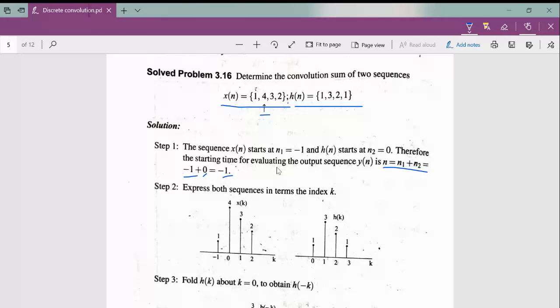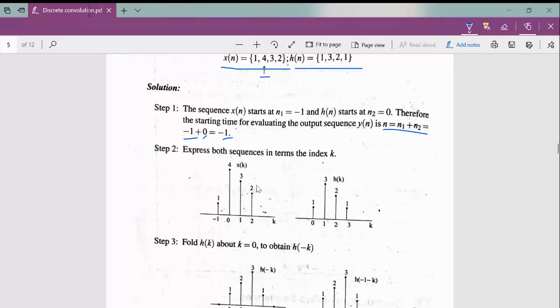From minus 1, how many samples should be there? We know that the length of the sequence x of n is 4 and h of n is 4. How many samples should be available in y of n? It is 4 plus 4 minus 1, so that is 7 samples. From minus 1, the samples are 0, 1, 2, 3, 4, 5. So we need to find the values corresponding to y of minus 1 to y of 5.